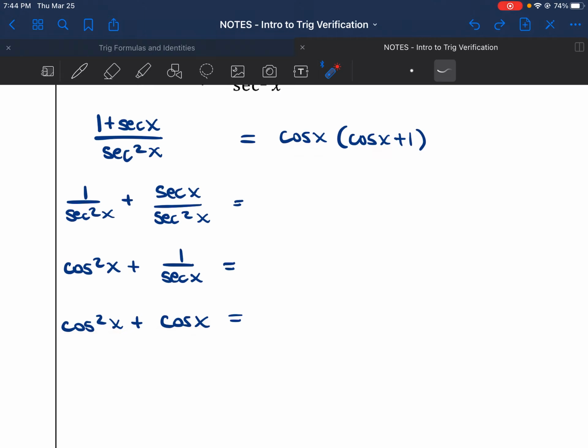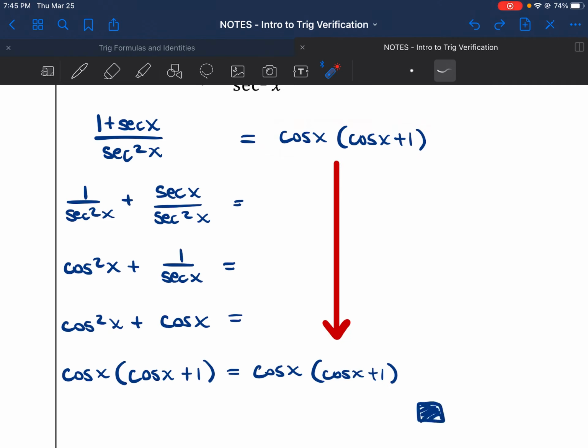Notice that both of these terms, cosine squared and cosine of x, obviously both contain cosine, so I can factor the cosine of x to the outside. And if I factor cosine of x to the outside, this is our result: cosine of x times cosine of x plus 1, which is exactly what we wanted to verify. So we're done. There's our little end of proof rectangle. We have verified our trig identity.